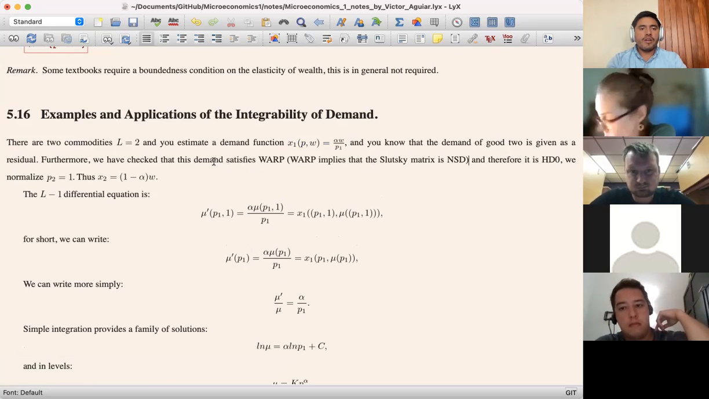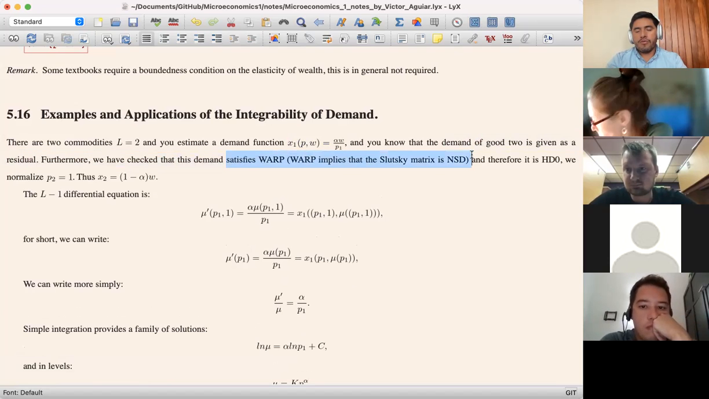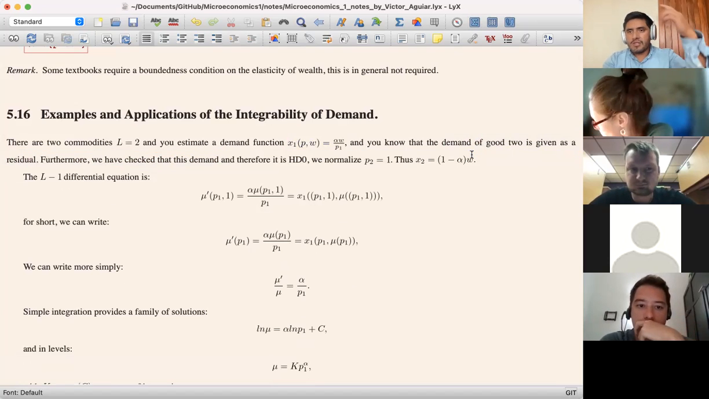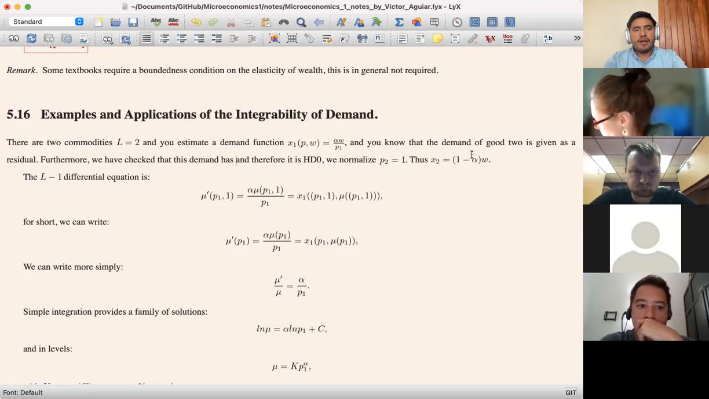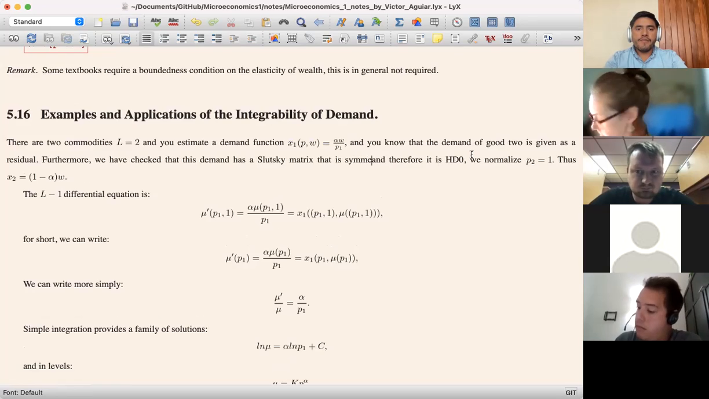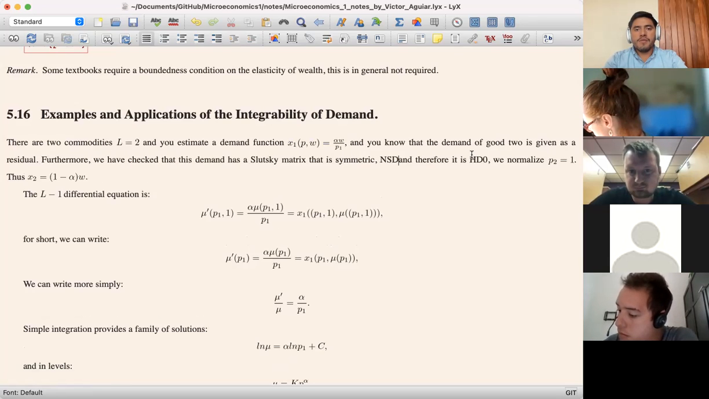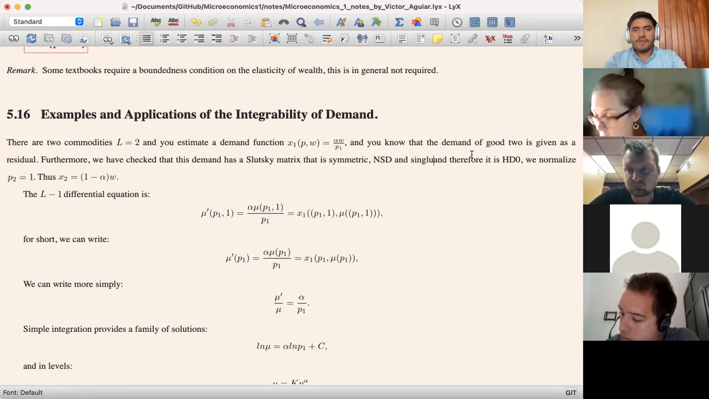So in fact, I'm going to check this thing, right? So here there are some connections. Of course, I'm following Mas-Colell here, so sometimes he's moving back from these things, which is not ideal. Furthermore, we have checked that this demand has a Slutsky matrix that is symmetric, negative semi-definite, and basically singular in prices.